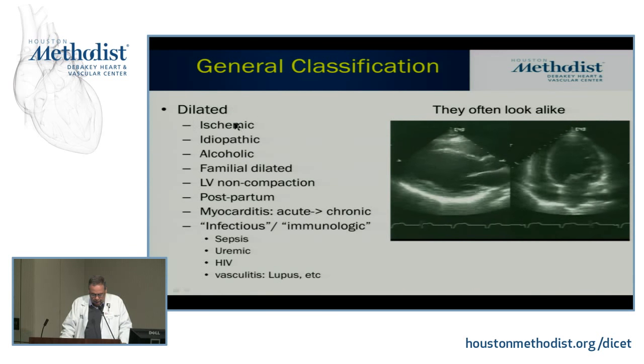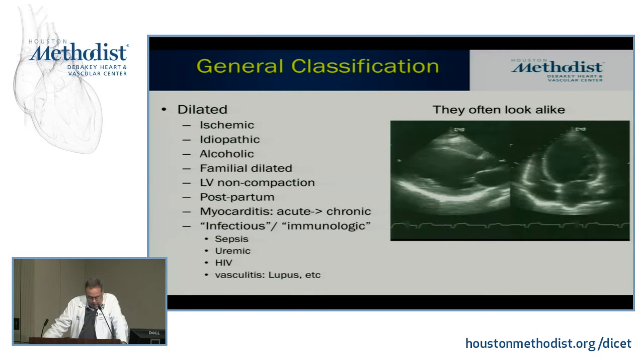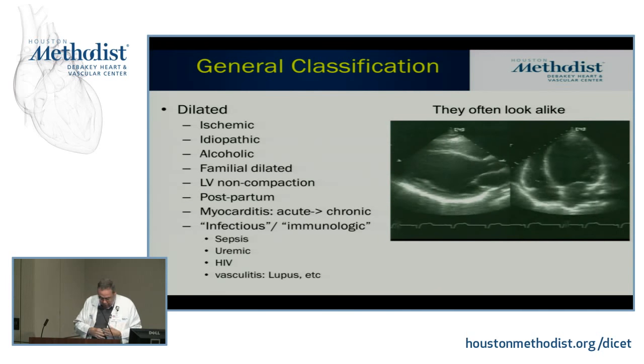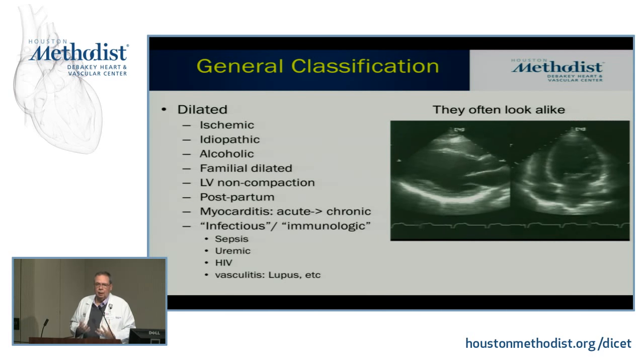So when we get to the dilated cardiomyopathies, the most important take-home message is that they all look alike. You see a big heart that doesn't contract well, and then it could be a lot of things. It could be ischemic, as we often see, idiopathic, meaning we have no idea, alcoholic, familial. LV non-compaction falls apart because it does have some specific echo appearances that we'll show in a minute. Postpartum, myocarditis, infectious, many of these things simply look alike.